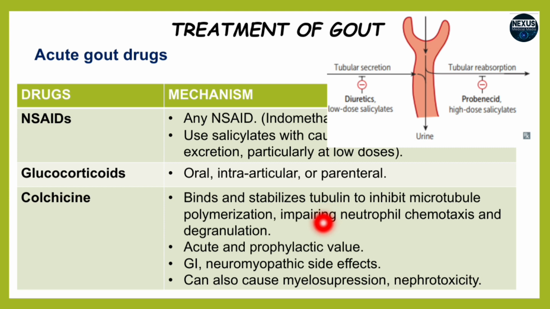Colchicine has acute and prophylactic value. It can cause gastrointestinal tract and neuromyopathic side effects. And it can also cause myelosuppression and nephrotoxicity.